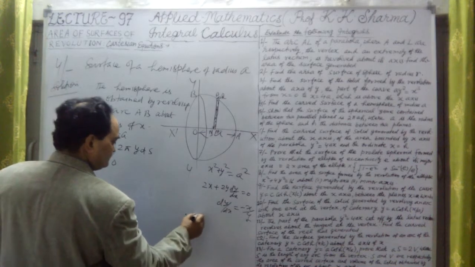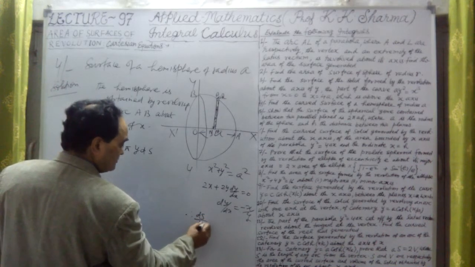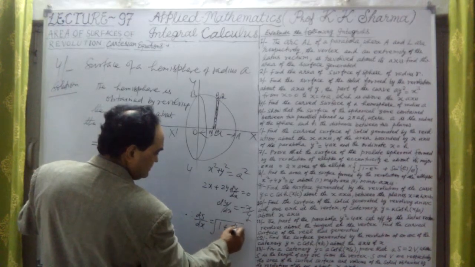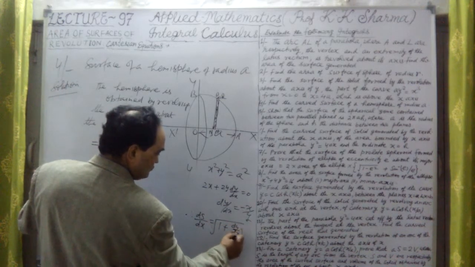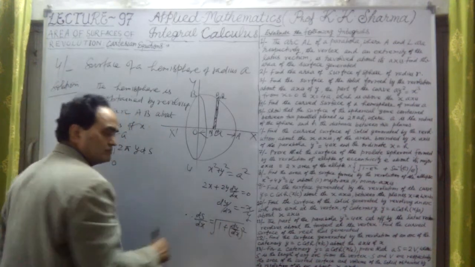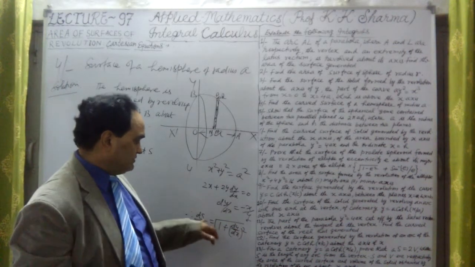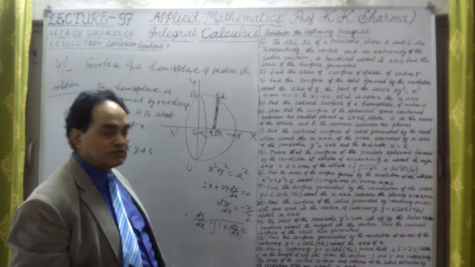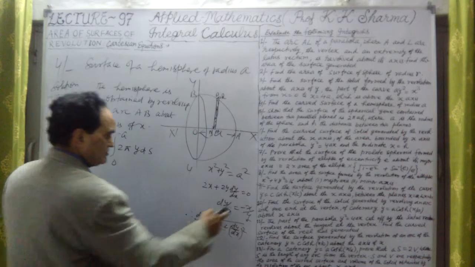Therefore, ds upon dx, we know, is the square root of 1 plus dy by dx whole square. This is the value of this differential coefficient of s with respect to x. This is given by this. So now dy upon dx is this.